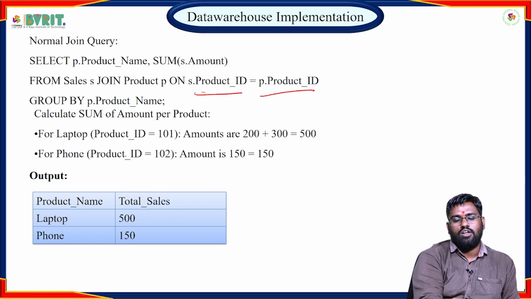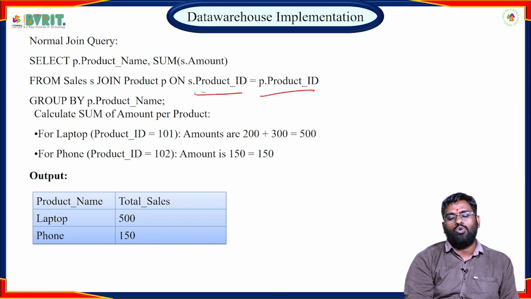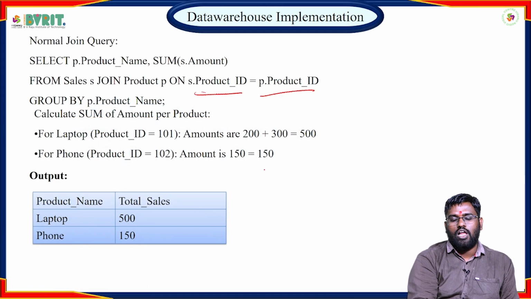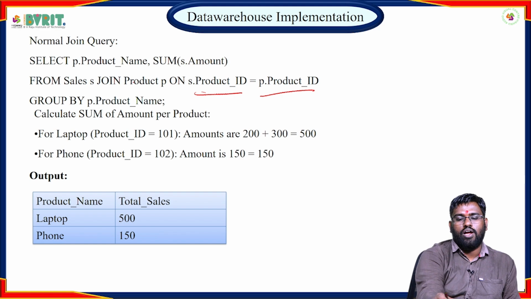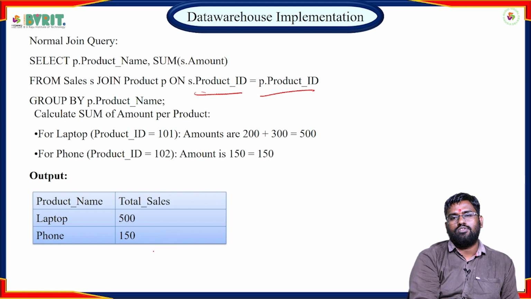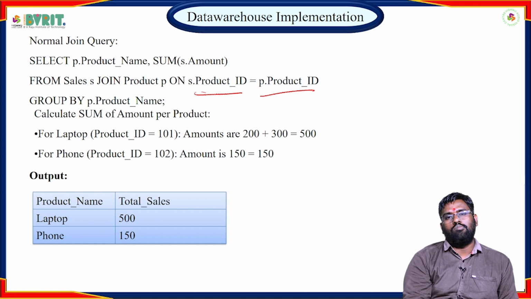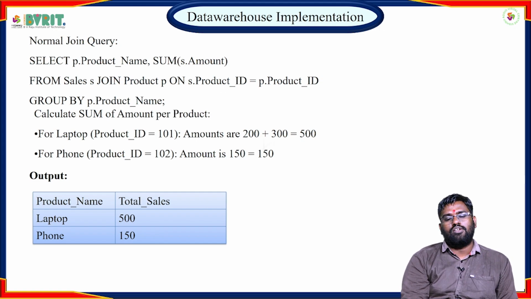Now we have to retrieve the laptop, product ID 101. So the sum of the two numbers, 200 plus 300, is 500. Why? Because in this the product ID 101 appears two times. So that's why you have to combine 200 plus 300, 500. For 102 only one is there, so the value is 150. Like this, that value we have to show. So they need to retrieve the product name and the sum of amount values. So this is about the join index. We are combining two tables based on the unique feature of the two tables. Here the unique feature is the product ID for both the sales table as well as the product table. So that is about join index.